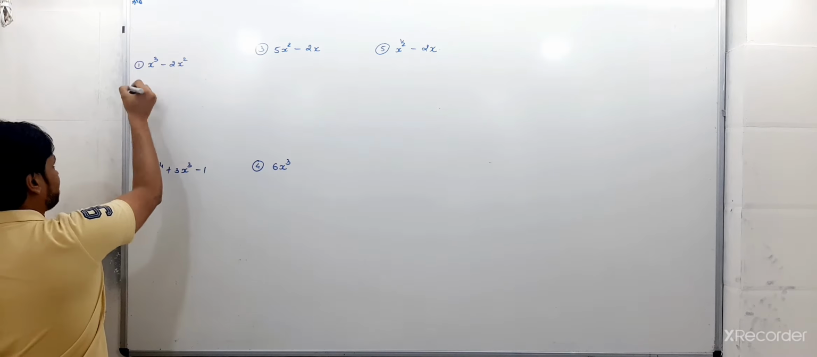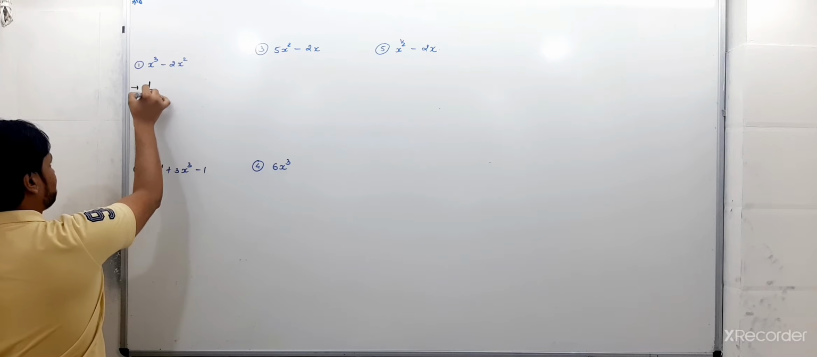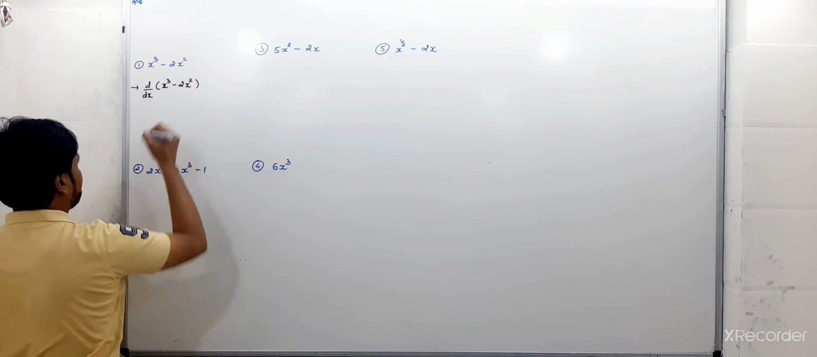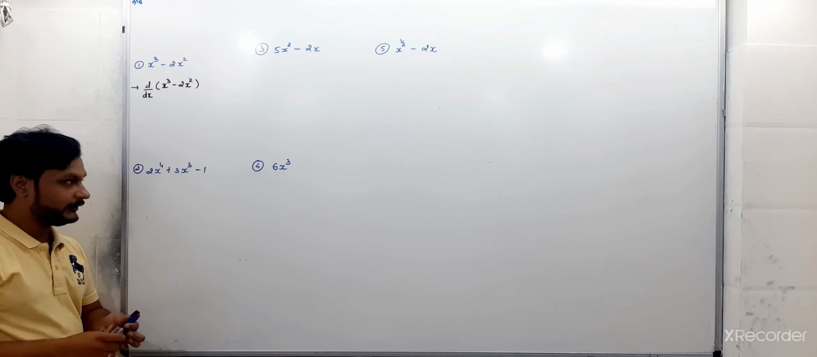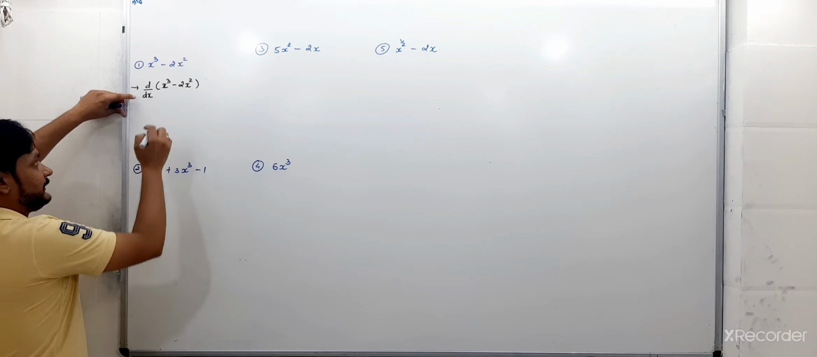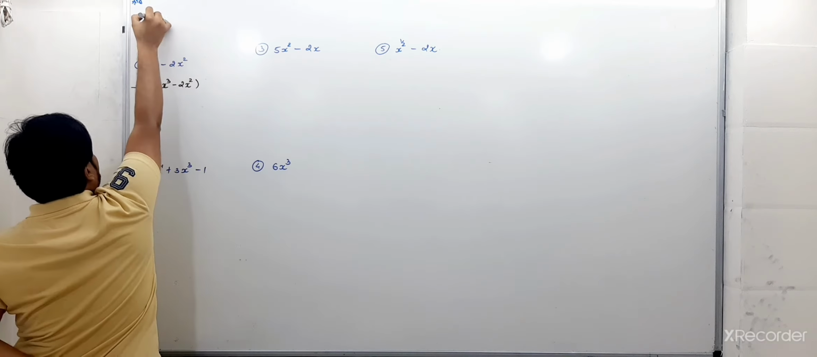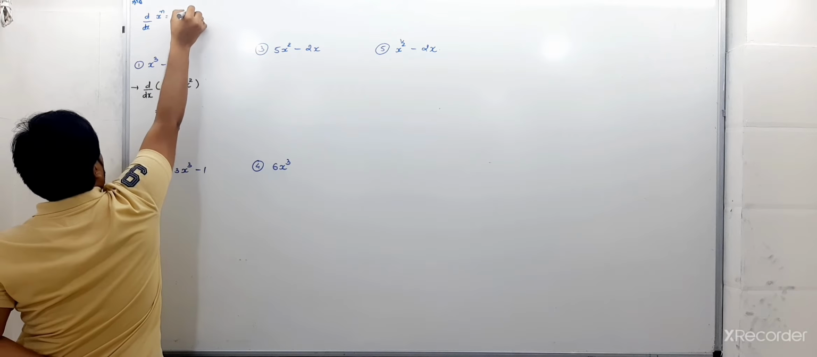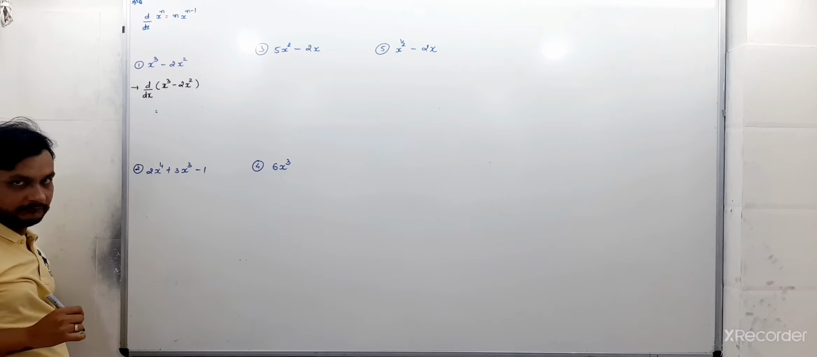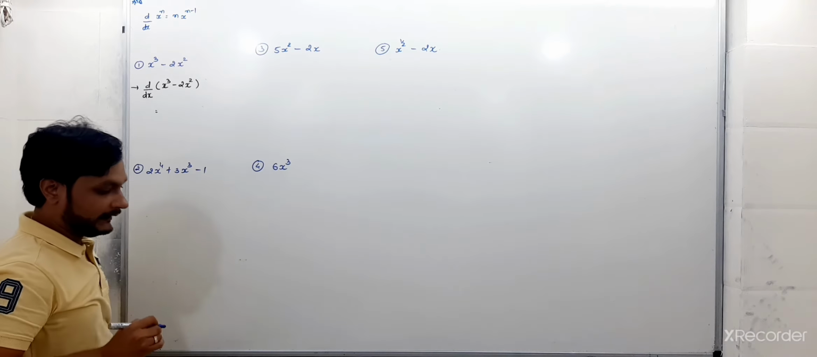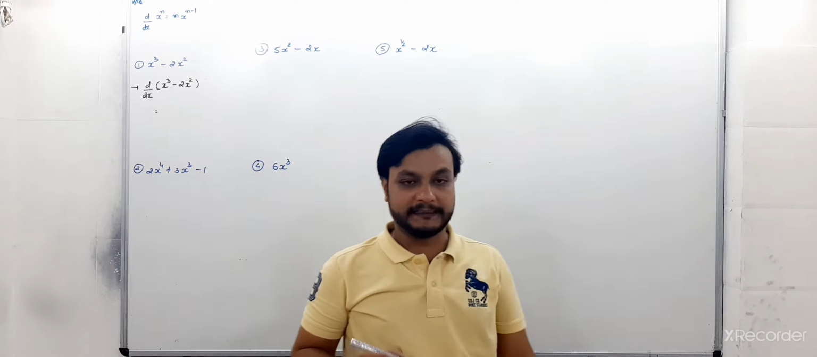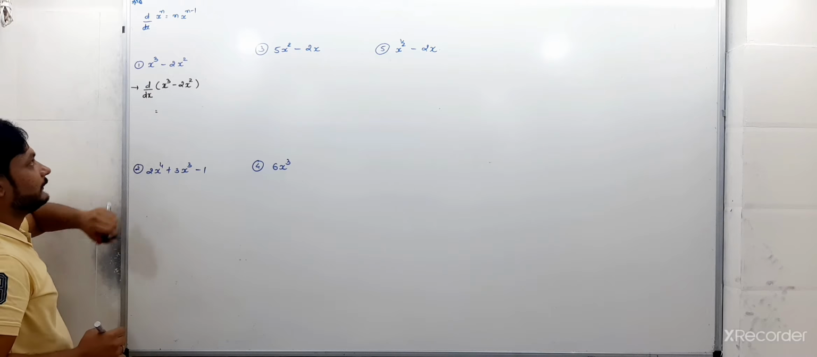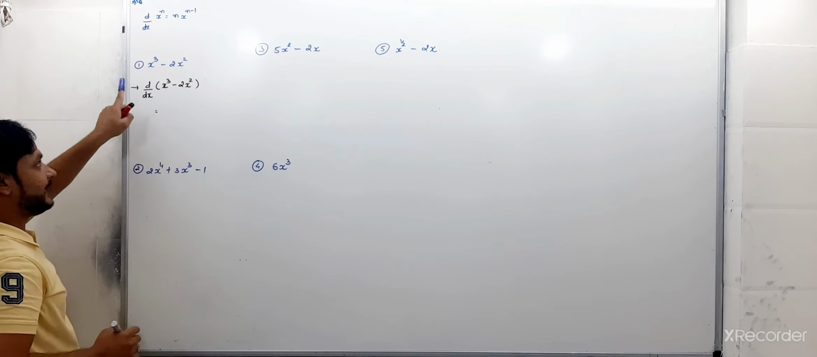The first question was: differentiate x cube minus 2x square, right? For the differentiation, what was the formula? d by dx of x raised to n power is n x raised to n minus 1, okay? And no differentiation is possible for any plain number, right? So now take the differentiation of both of them. Directly I will write here.